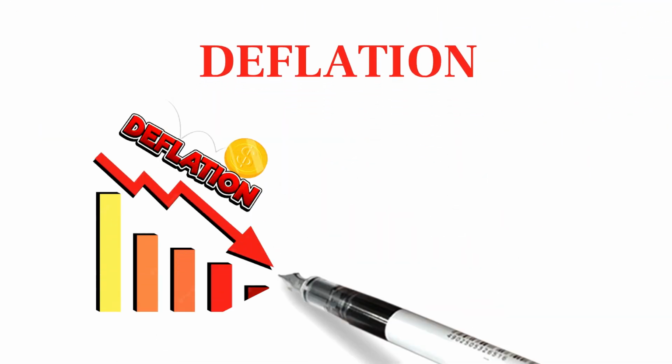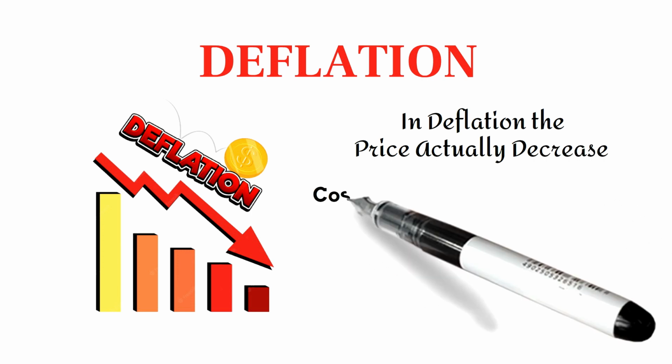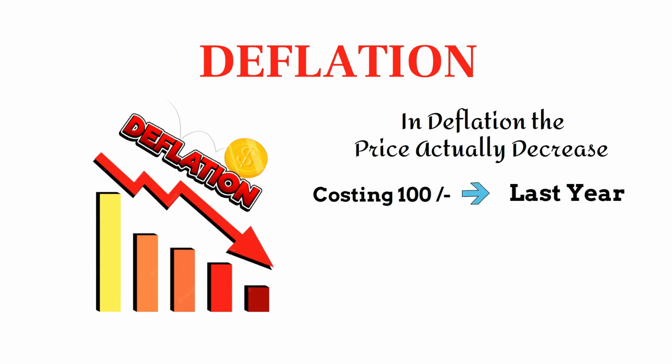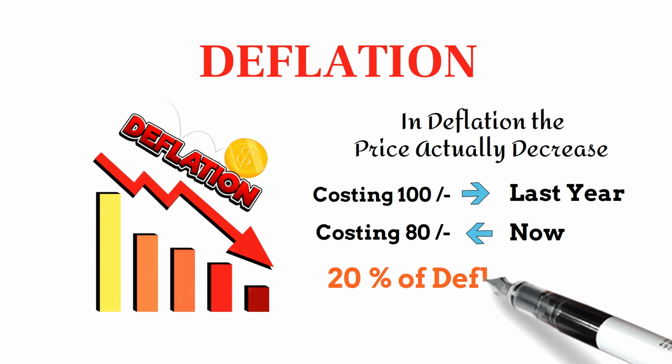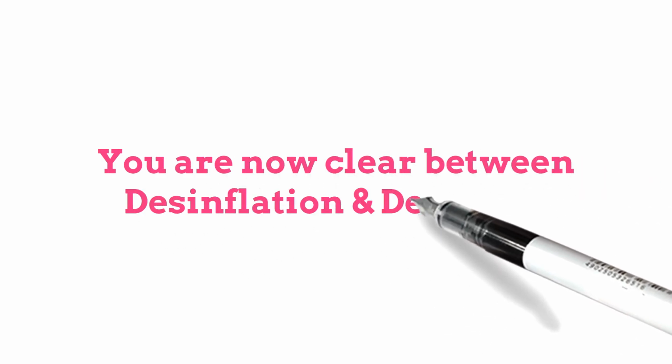Next term is deflation. In deflation the price actually decreases. Okay, that means something that was costing rupees 100 last year is now costing, suppose, 80 rupees. So we will say that there is 20% deflation. The price has reduced by 20%. Okay, so I hope you are now clear about the difference between disinflation and deflation.